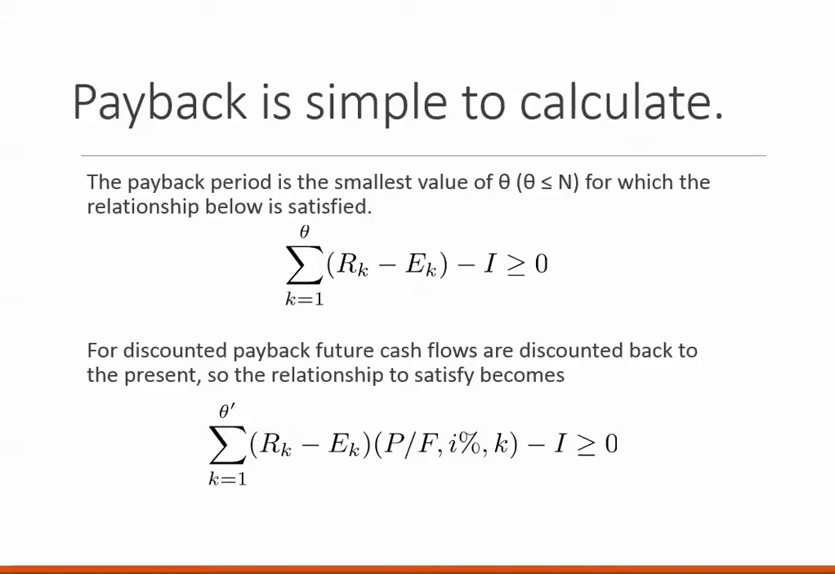So payback period is the smallest value of theta. They use theta in this book, which has to be less or equal to n, for which the relationship below is satisfied. This means that the summation of my receipts minus my expenses minus I has to be greater or equal to 0.